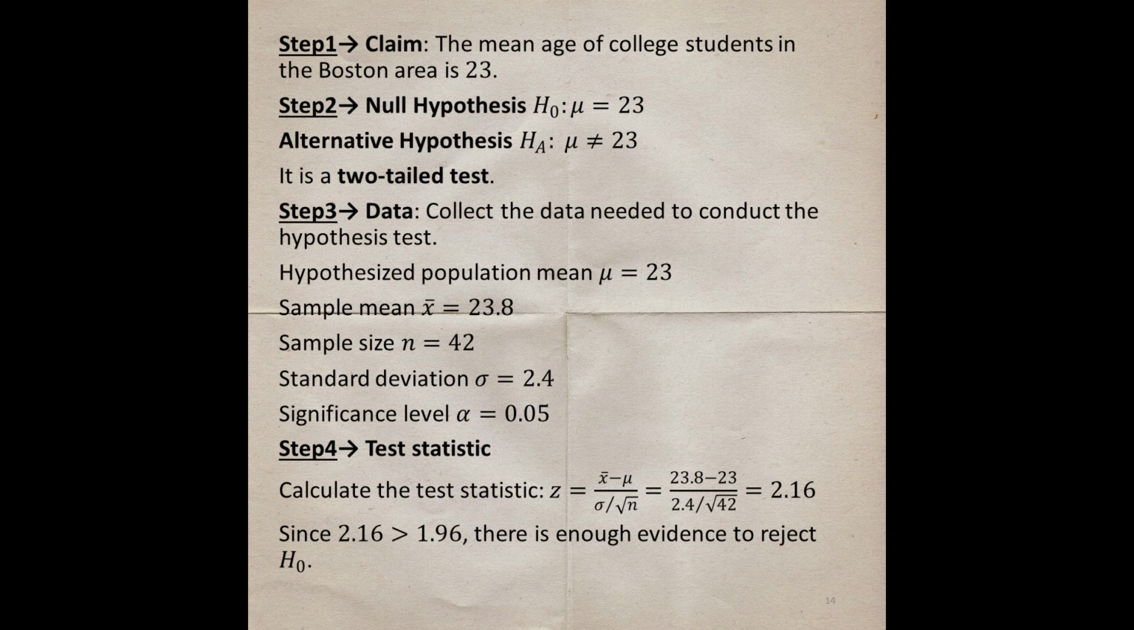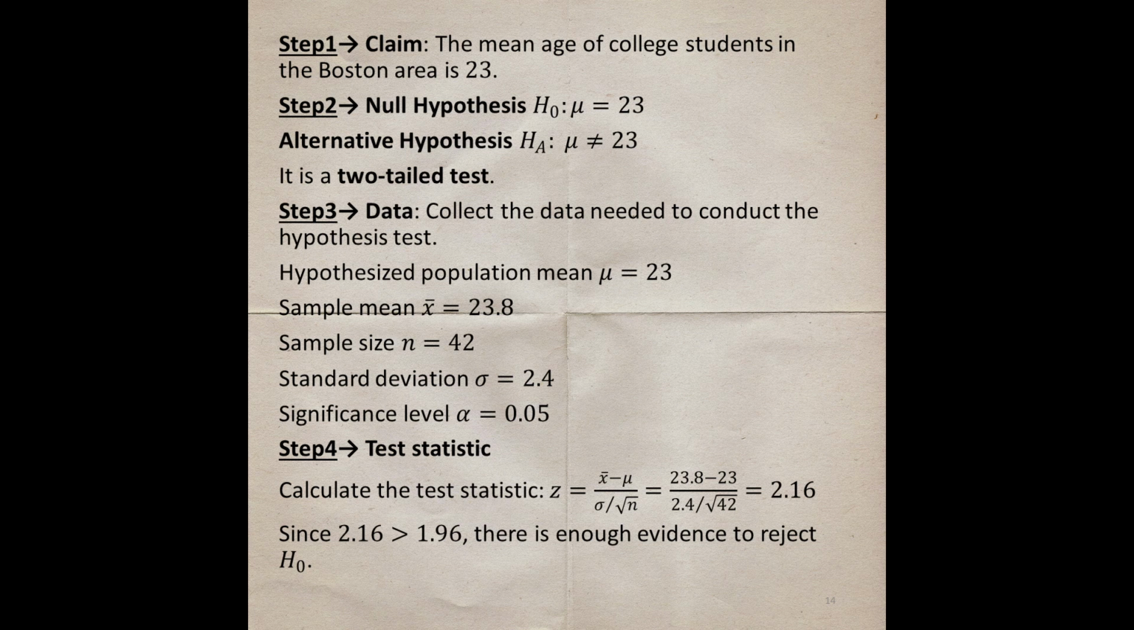Step 3. Data. Collect the data needed to conduct the hypothesis test. Hypothesized population mean is 23. Sample mean is 23.8. Sample size is 42. Standard deviation is 2.4. Significance level alpha is equal to 0.05.